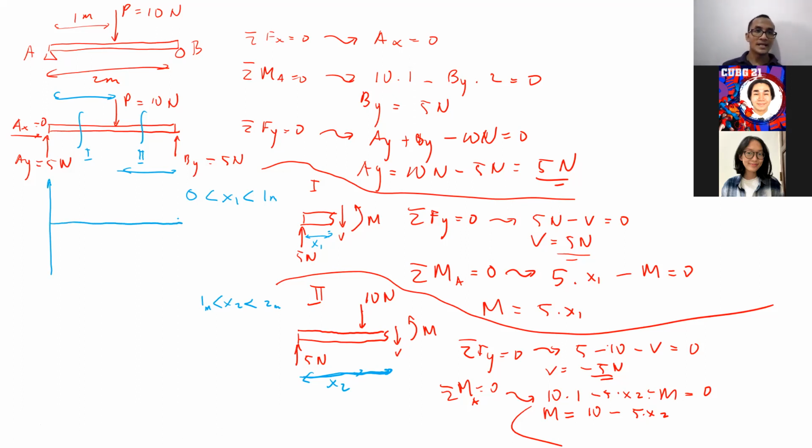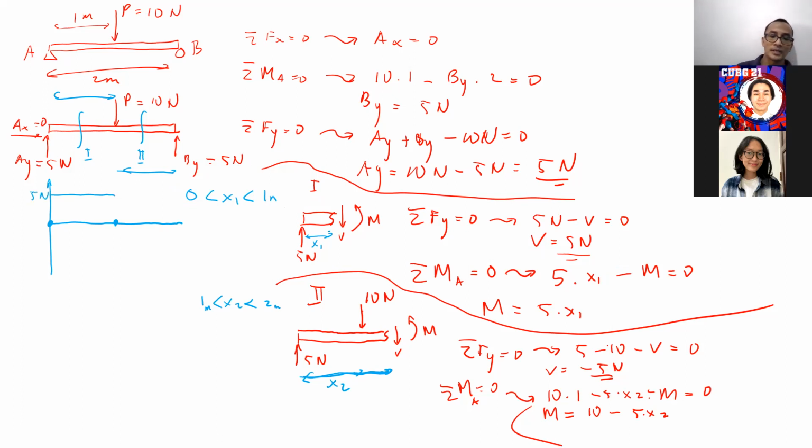From x equal to 0 until x equal to 1 meter, what is the value of V, Nela? Sorry, can you repeat the question, sir? From x equal to 0 until x equal to 1 meter, what is the value of shear force? You already calculated it. Is it from the first section? Yes. 5 Newton, right? Yes, sir. It's supposed to be constant, so it's like this, 5 Newton.